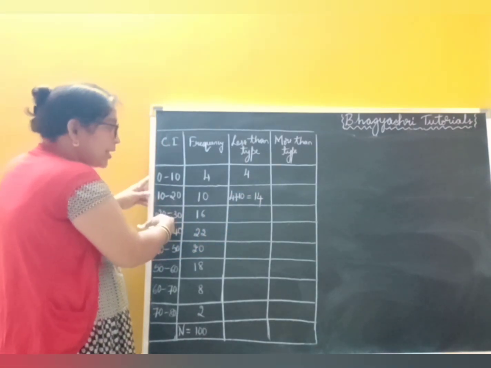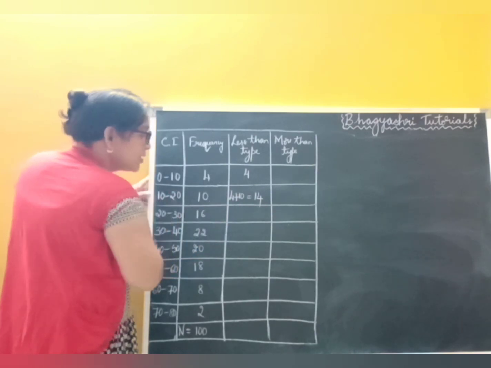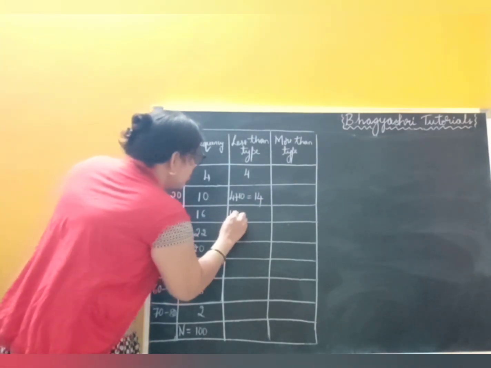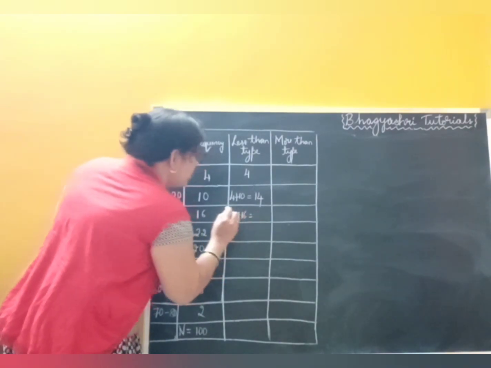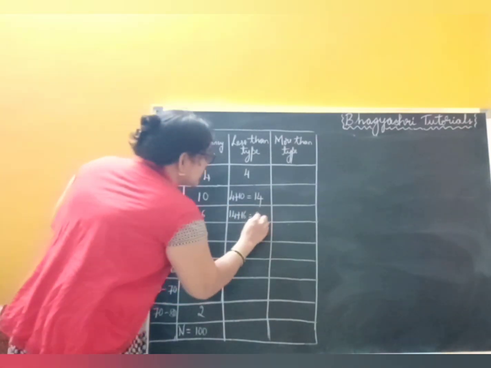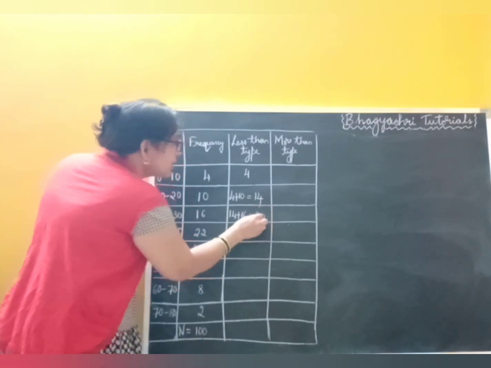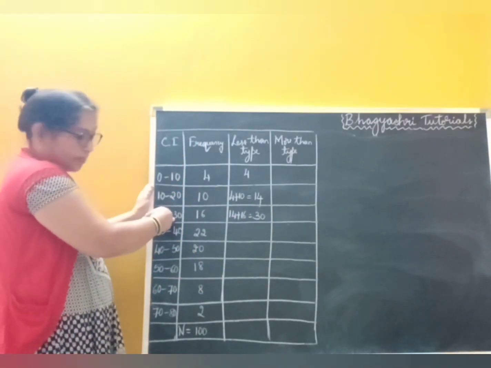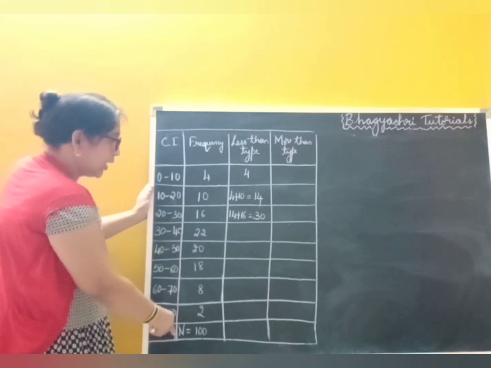So, how many are there totally? 14 plus this 16, the 16 in the range of 20 to 30. So, 14 plus 16, how much is it? 30. So there are 30 students who got marks less than 30. Like this we can continue.